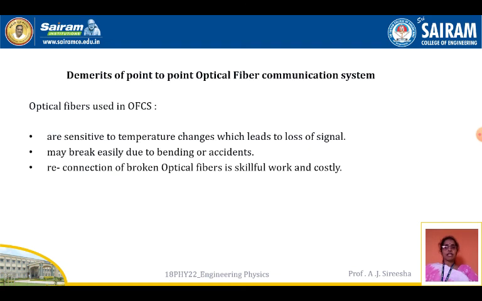Now we will see some demerits of this optical fiber communication system. What are these demerits? Let us see. Optical fibers used in OFCS, meaning optical fiber communication systems, are sensitive to temperature changes, which leads to a loss of signal. That means they are sensitive to temperature changes, therefore there may be a loss of signals, and they may break easily due to bending or accidents, which we have seen just now. Because of bending we see a greater loss.